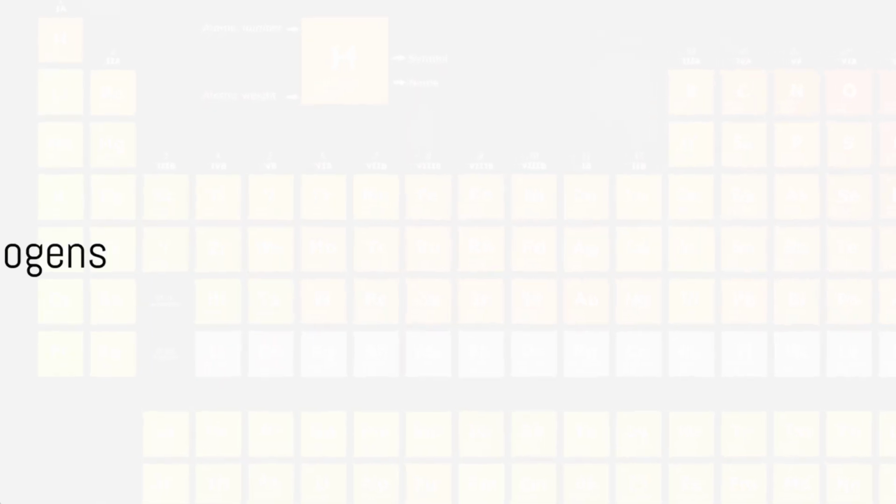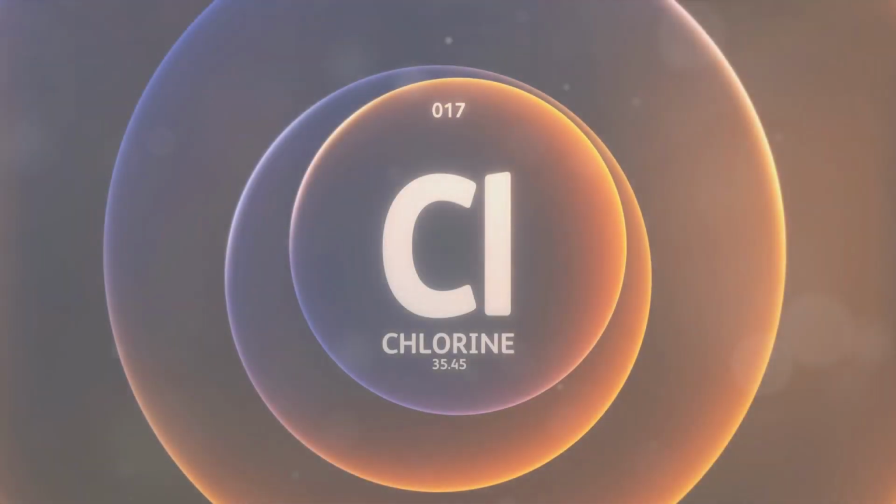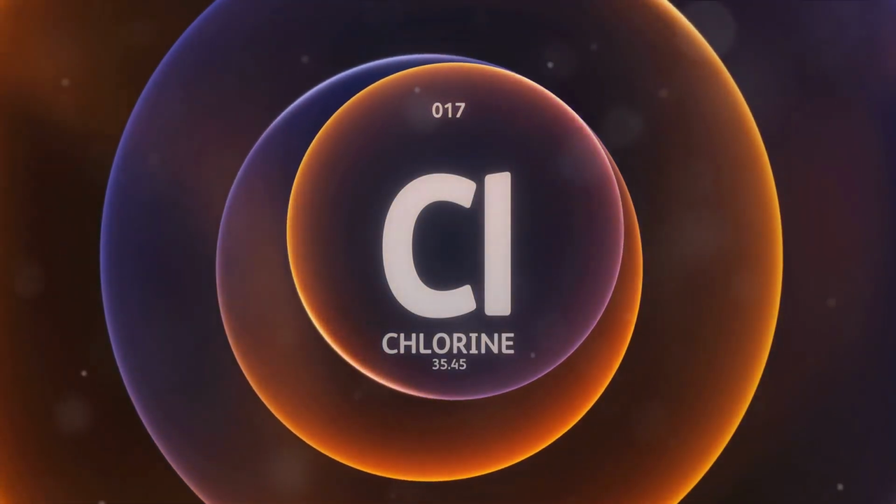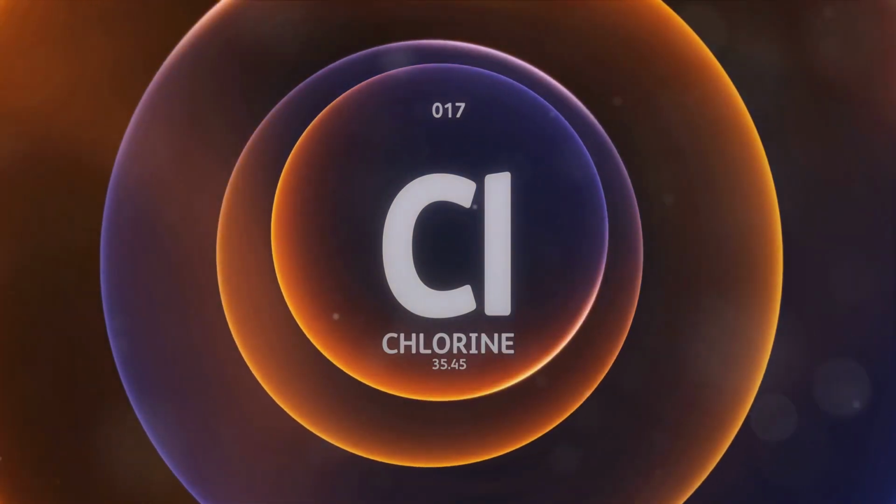Group 17 houses the halogens. These non-metals are very reactive, especially with alkali metals. Some familiar ones include chlorine and iodine.